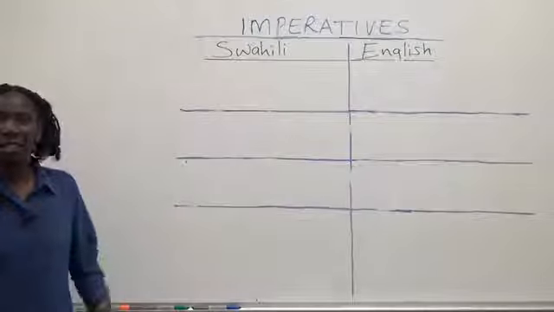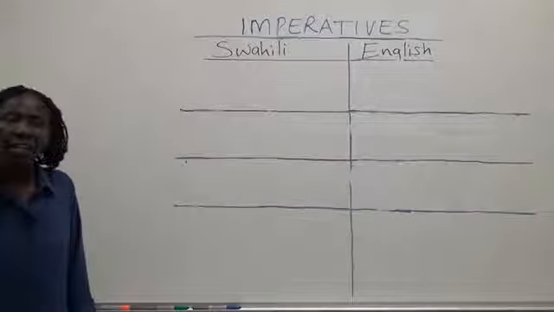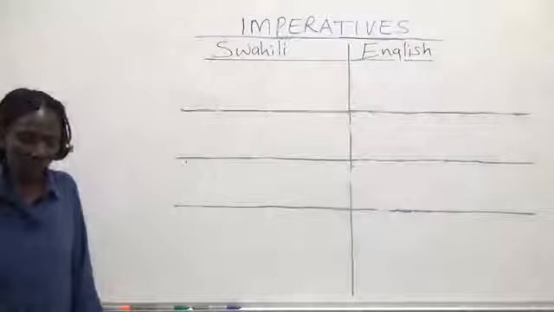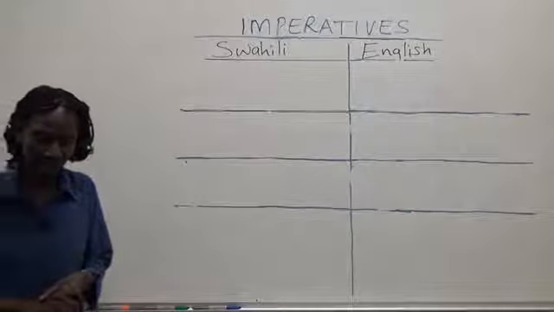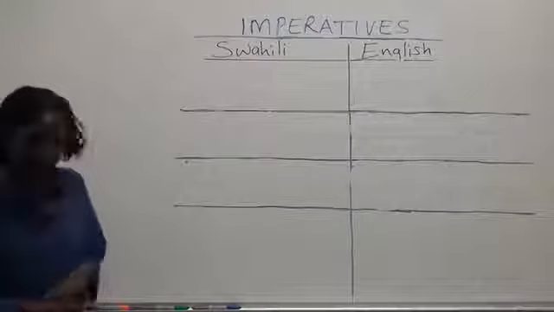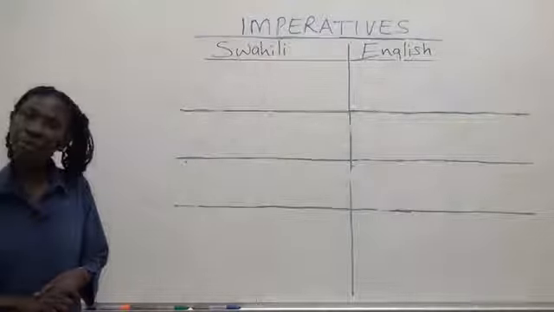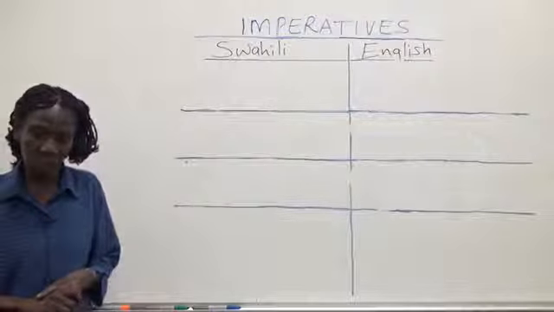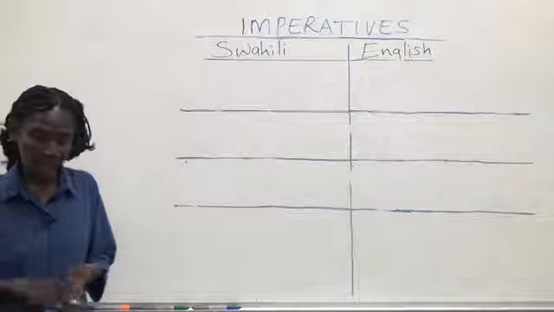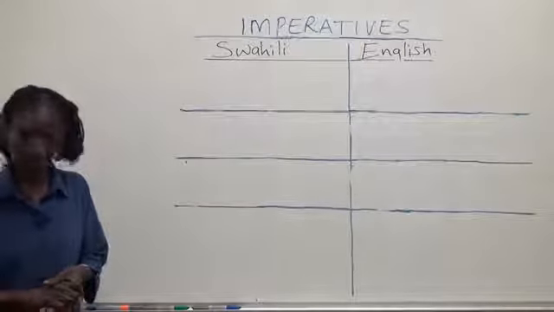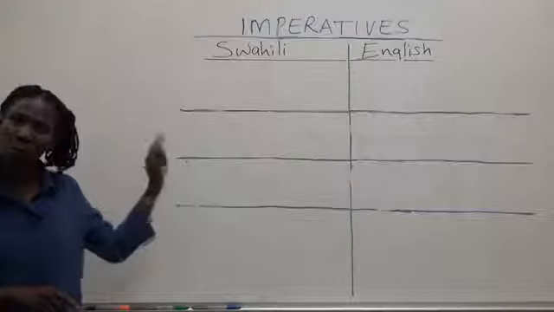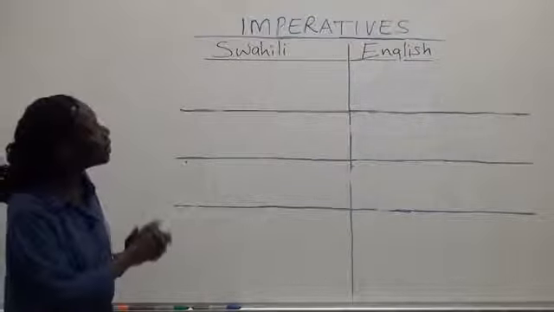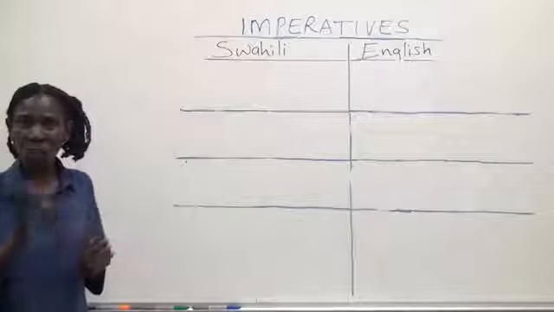So we want to look at imperatives in Swahili. And of course, imperatives, as we all know, are words that we use to give commands and directions. Now, in Swahili, if an imperative is addressed to just one person, it is formed by using the verb stem. Now, let's look at these examples just to help us appreciate when you're giving a command just to one person.